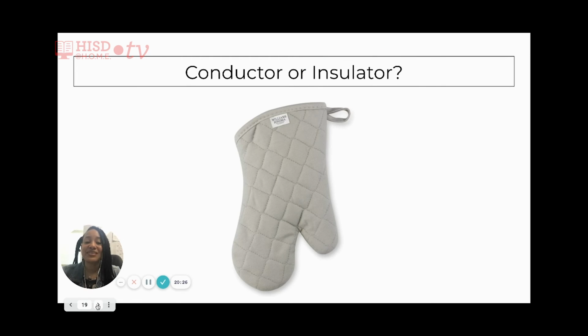And what about this one? Is this a conductor or is this an insulator? Yes, this is an insulator. Similar to a glass, the electrons within this mitten do not move freely. So because they are not able to move freely from one atom to the next, it will not be able to easily conduct heat or electricity.